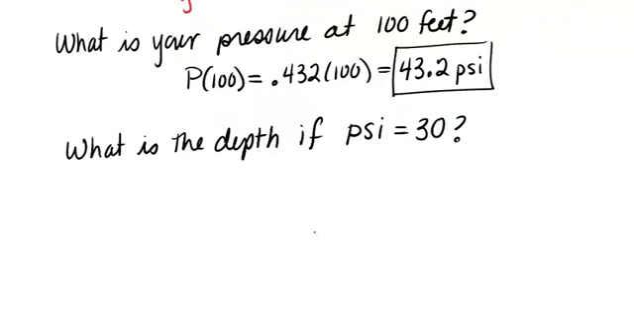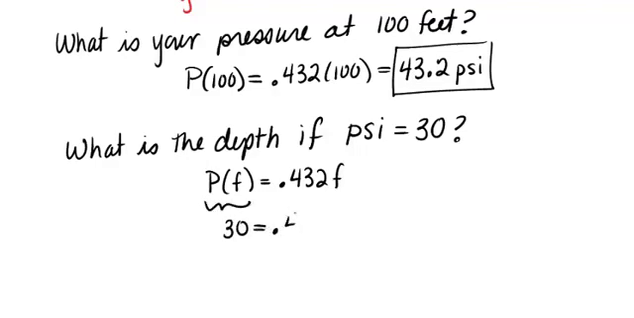So this time what we need to do is put in 30 for our pressure. We're going to say our pressure at a given depth in feet equals 0.432 F, and we're going to replace the pressure with 30. So 30 equals 0.432 F, and now we'll be able to figure out what our feet is. We have to just divide both sides by our multiplier. So let's go ahead and solve this equation. Divide by 0.432.